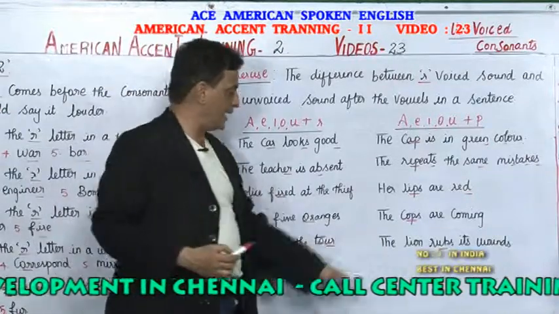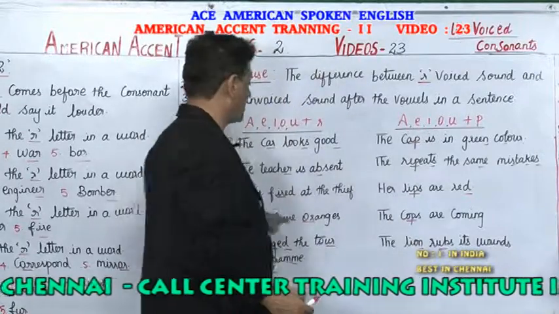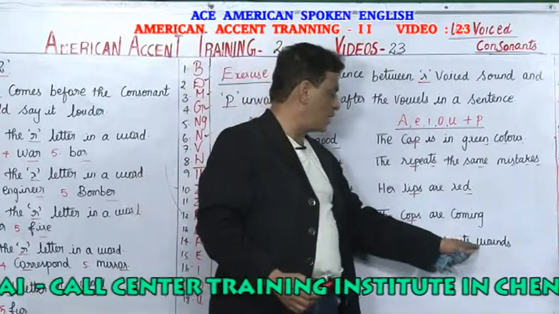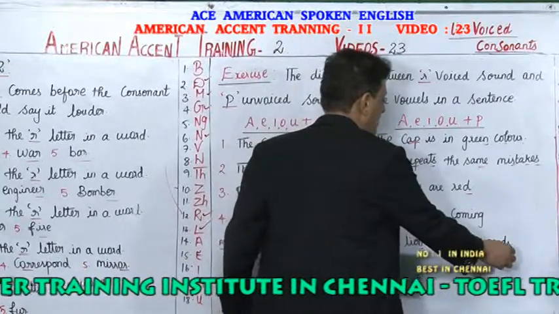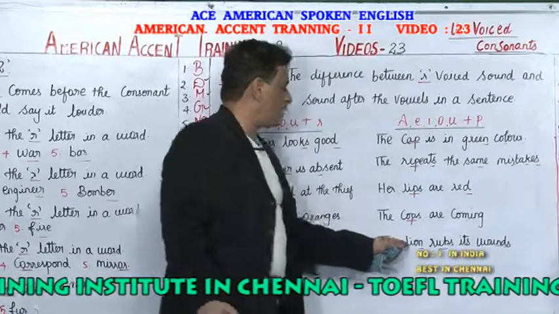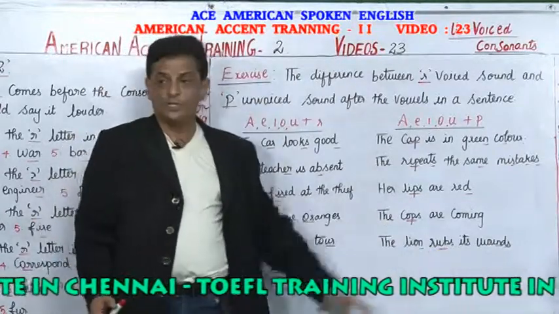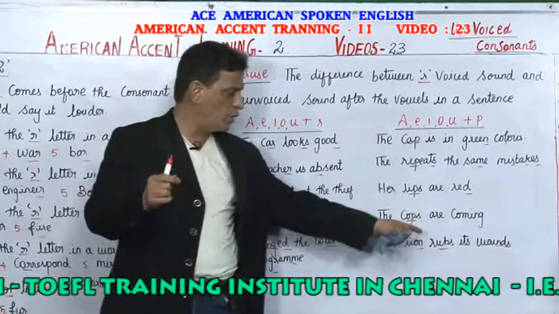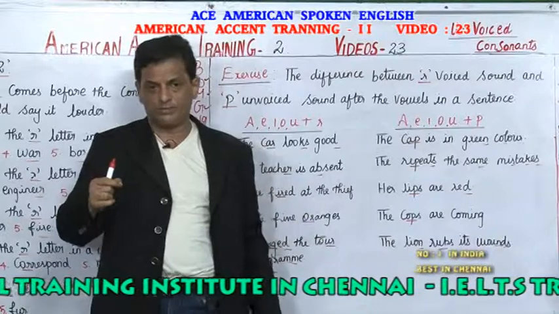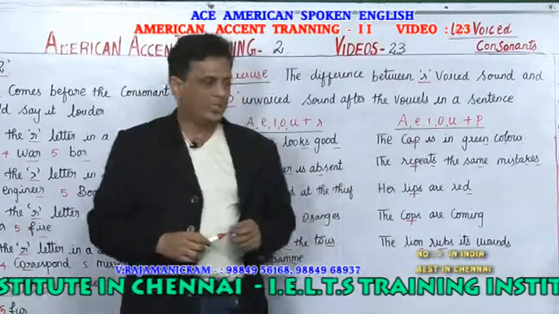Here, the line. N is voiced or unvoiced? Voiced, number 6. Line. Rubs. B. Okay, it's wounds. See, N is there, D is there. So wounds. So how do you pronounce, my dear friends? The line rubs. You don't say rubs. The line rubs the wounds. You got it? No doubt about it.